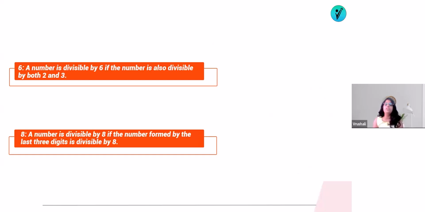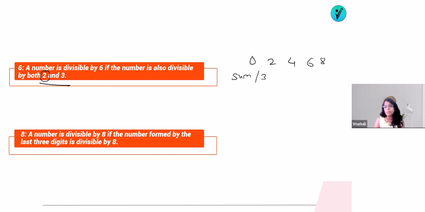Next is whether your number is divisible by 6 or not. Divisibility rule of 6: what do we check? If your number is divisible by 2 and 3, then it will be divisible by 6. What do we know for 2? For 2, the unit digit should be 0, 2, 4, 6, or 8. And for 3, the sum of digits should be divisible by 3. If both rules hold, then we can say the whole number is divisible by 6 also.